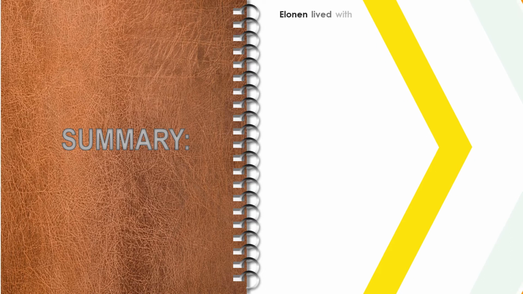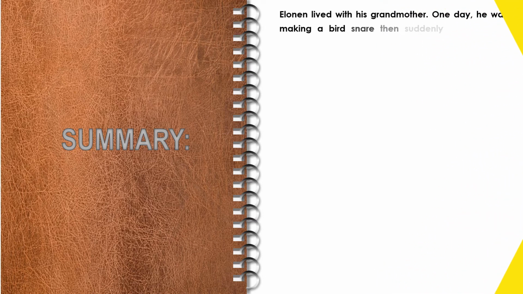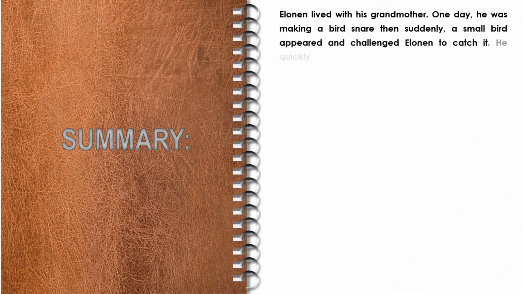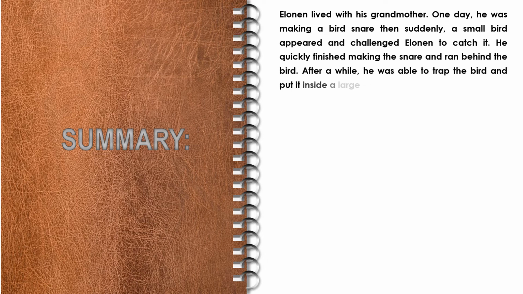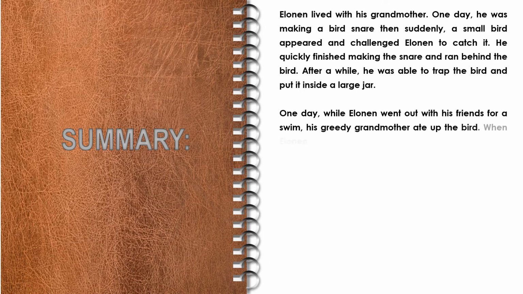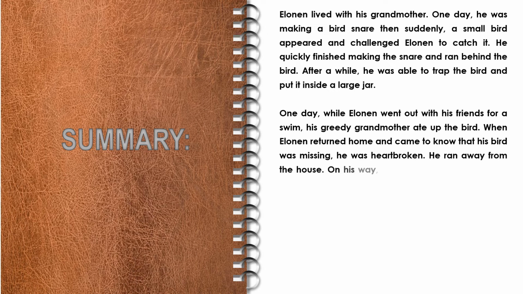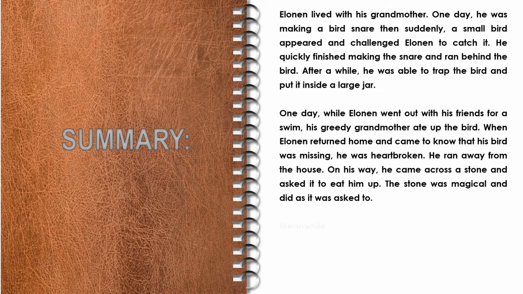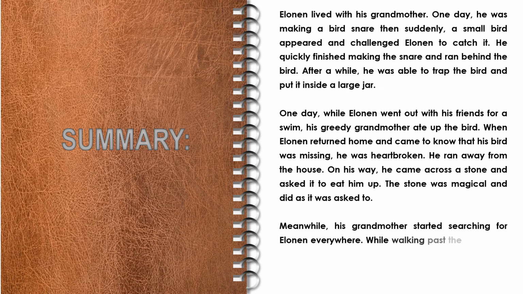Summary. Alonin lived with his grandmother. One day, he was making a bird snare. Then suddenly, a small bird appeared and challenged Alonin to catch it. He quickly finished making the snare and ran behind the bird. After a while, he was able to trap the bird and put it inside a large jar.